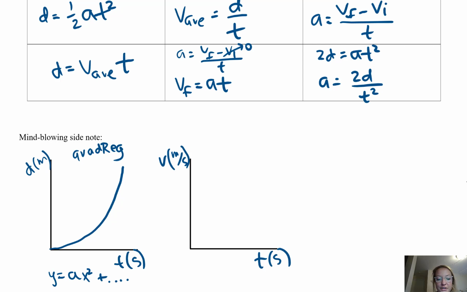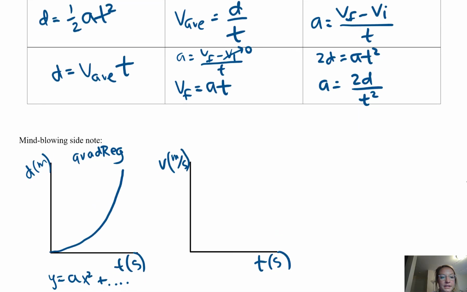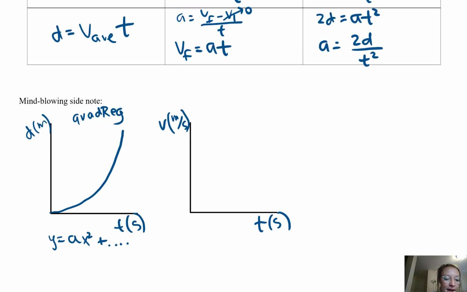Well, here's the cool thing, guys, is that this totally makes sense. If we look up at this equation right here, we have d equals 1/2 a times t squared. Well, that's what's happening down here. This y represents displacement because displacement is on the y-axis. This a here that your calculator gives you is representative of 1/2 times the acceleration.